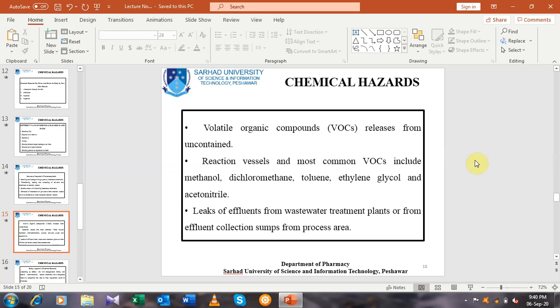Volatile organic compounds, abbreviated as VOCs, are released from uncontained reaction vessels. The most common volatile organic compounds include methanol, dichloromethane, toluene, ethylene glycol, and acetonitrile. Leaks of effluent from wastewater treatment plants come from effluent collection sumps from the process area.